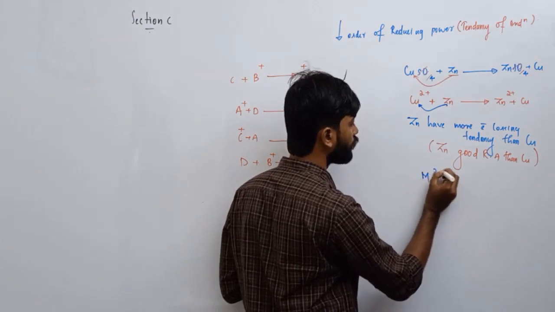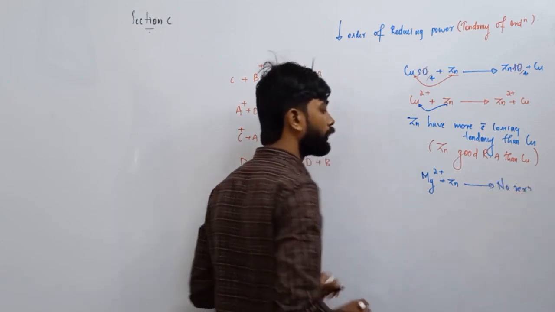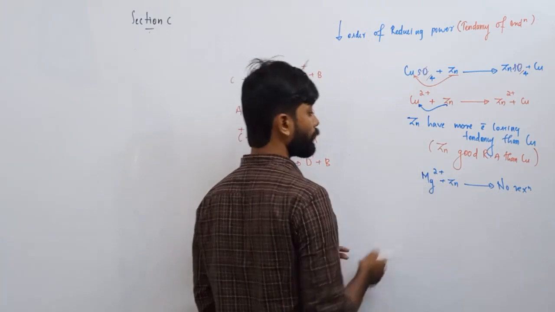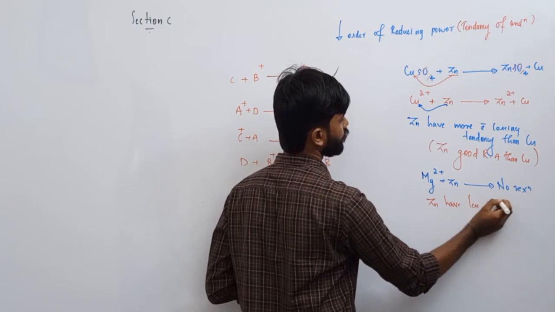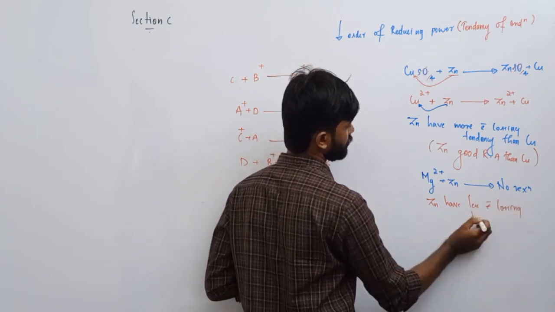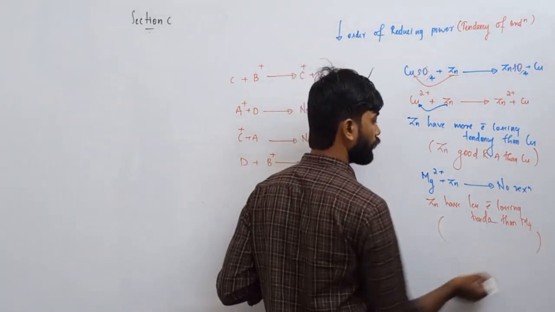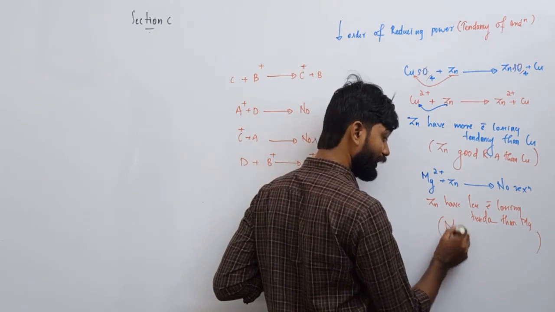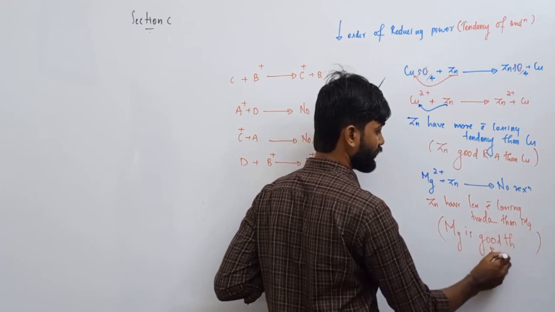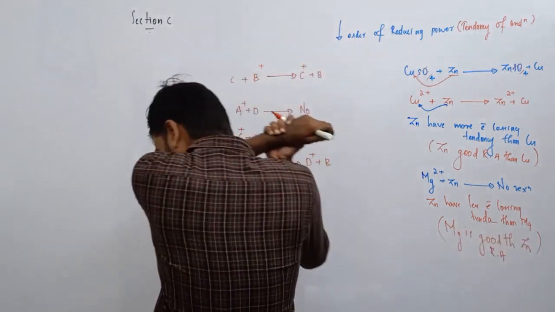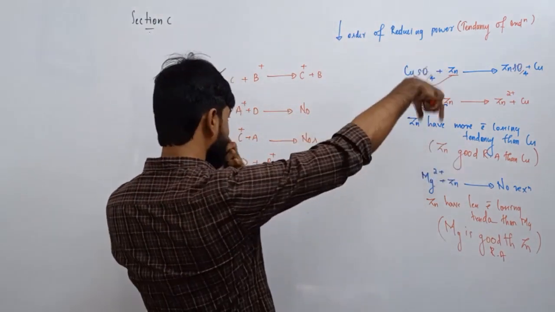Or if I have Mg2+ here along with the Zn, there is no reaction. What does it indicate? Zinc is not able to reduce magnesium, which means that zinc has less electron losing tendency than magnesium. So magnesium is a better reducing agent than zinc. Is it okay? I think you are familiar with this idea.